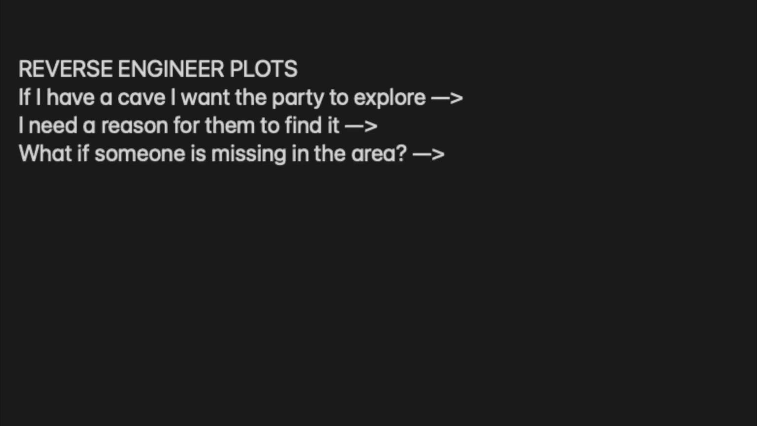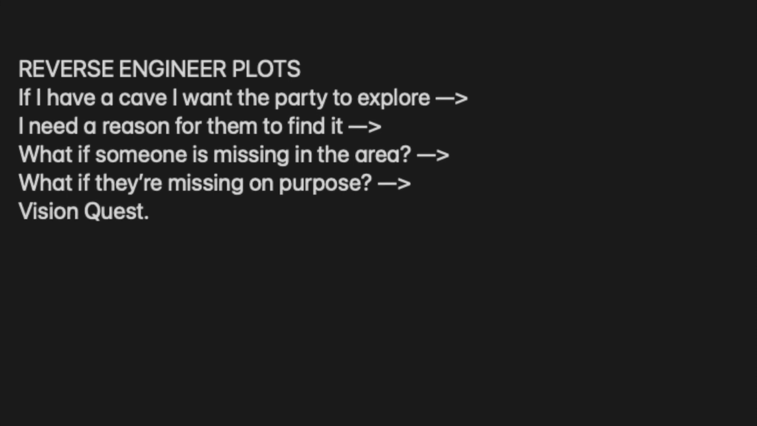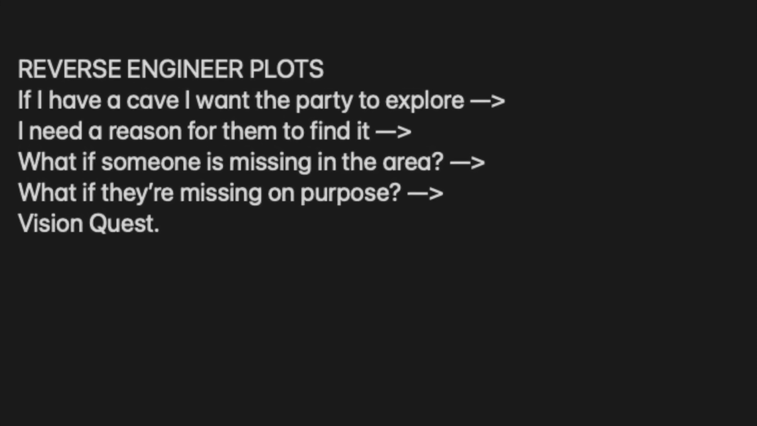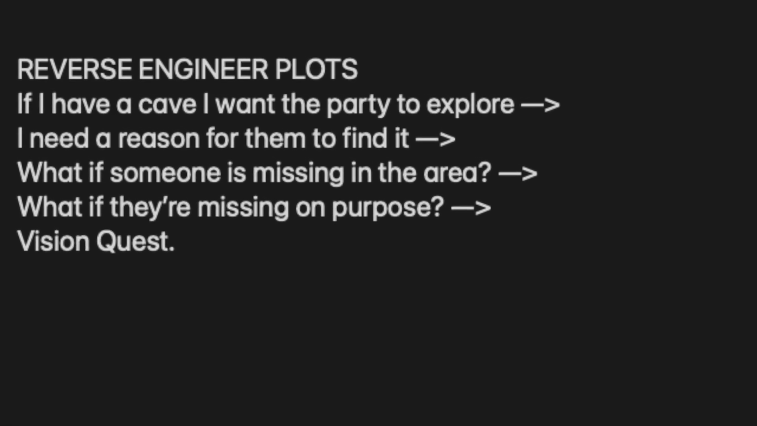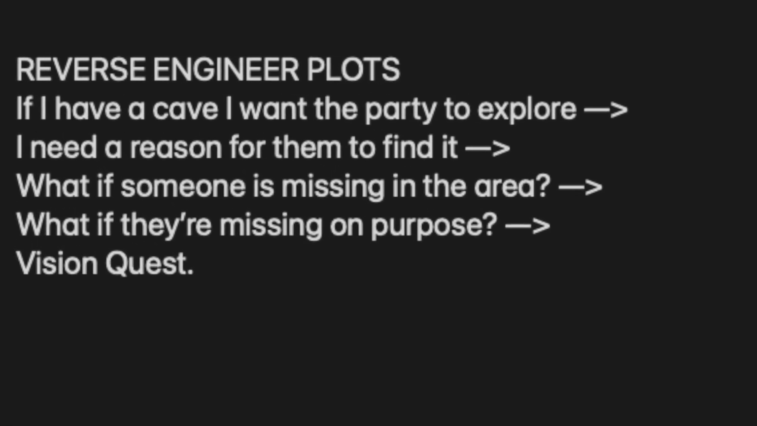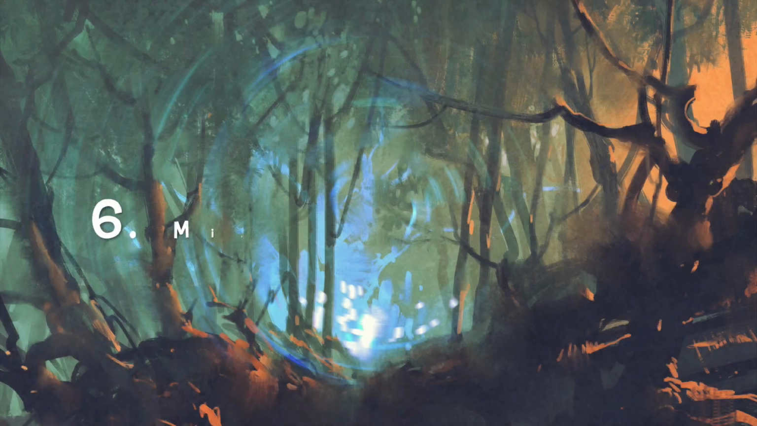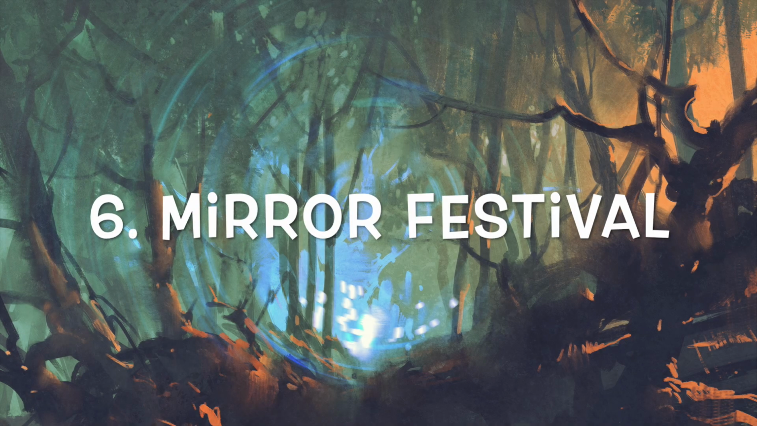If I put a cave in the forest and want the party to explore it, then I need a reason for them to go to the cave. What if the party is going to the cave to rescue someone? So, someone needs to be missing. What if there's a festival where kids kinda go missing on purpose, but then one just doesn't come back? And this is how I write mystery novels. Start with the end and then work backwards to establish the clues that will lead the reader to that inevitable end. Anyway, let's talk about the Mirror Festival.